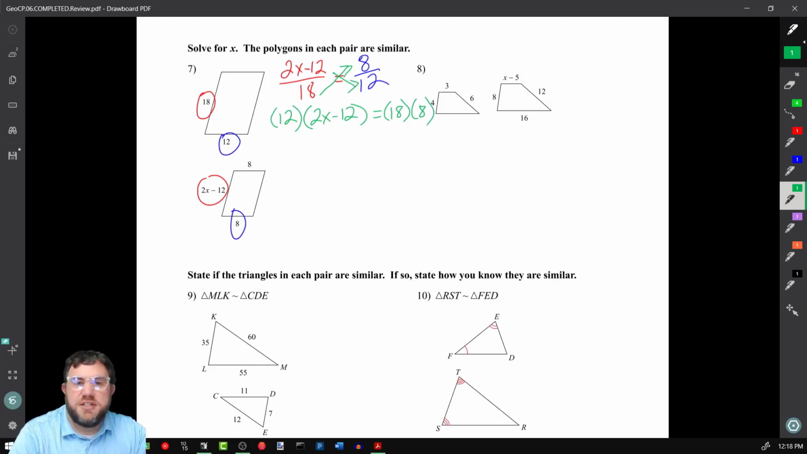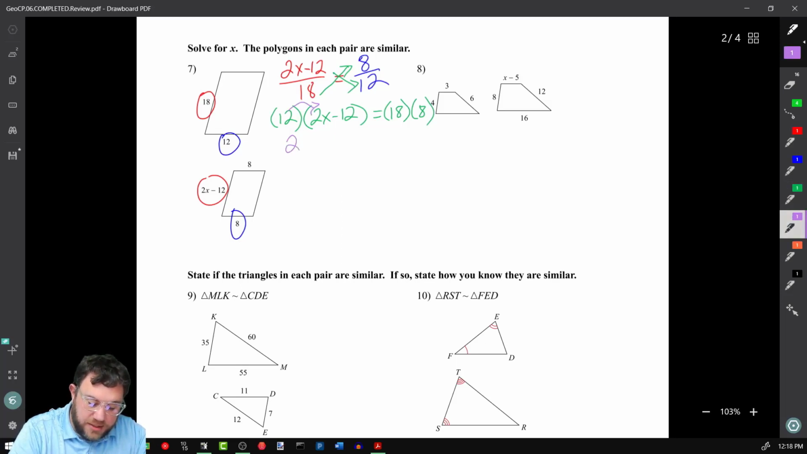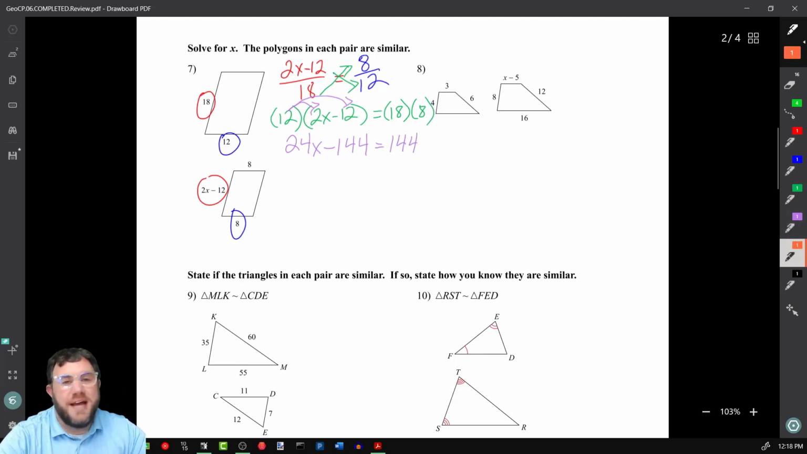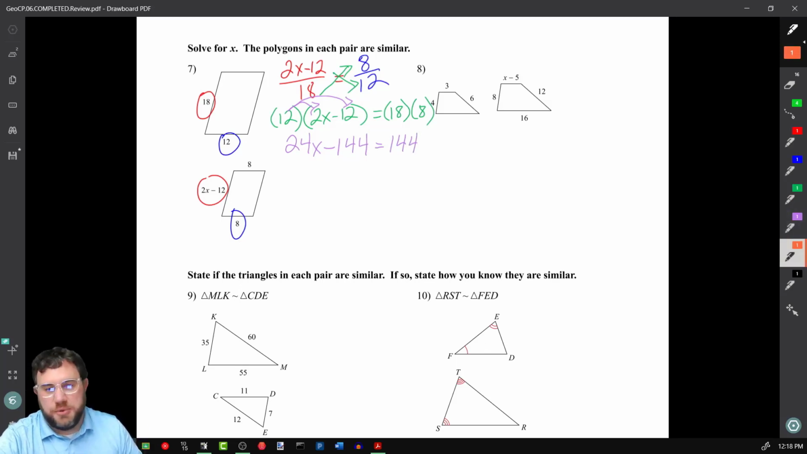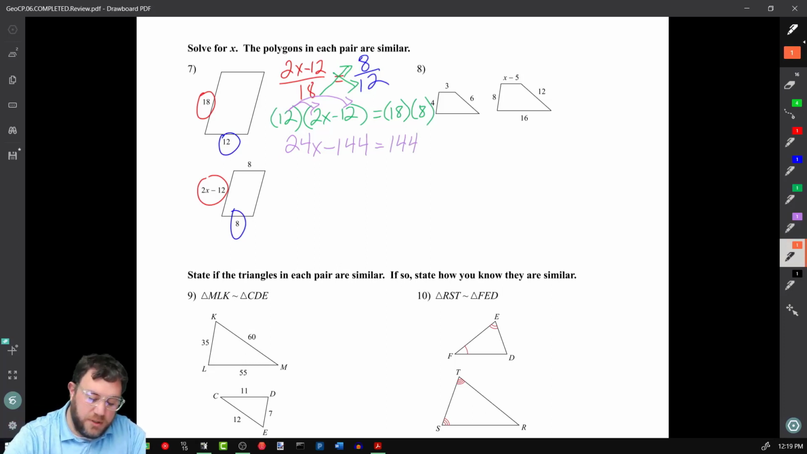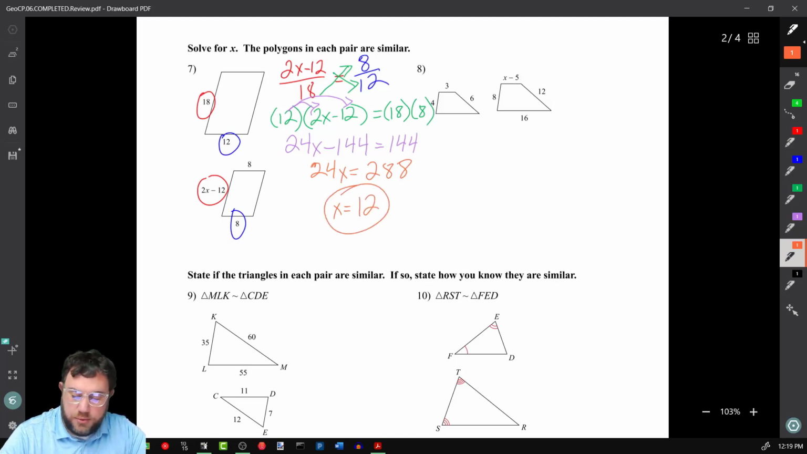So this is where we have to distribute. This is where it's different. So we've got 12 times 2x, that's 24x. We've got 12 times negative 12, that's minus 144. And then we've got 18 times 8, which is 144. Now that we've got that done, it's just an algebra problem like we've been doing all along, like you did a good bit of the time last year. We'll add 144 to both sides. So 24x equals 288. And then we'll divide both sides by 24. So x is equal to 12.